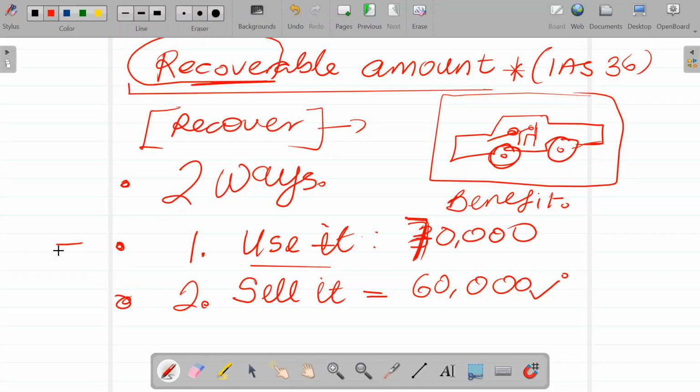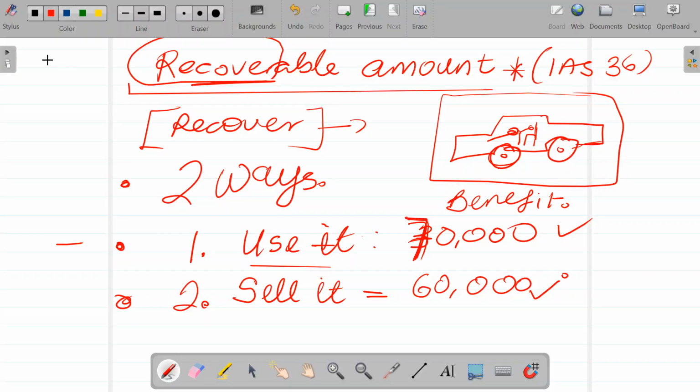Will we go for it? So clearly we'll choose to use it. Always we want the maximum benefit from the assets. So if the maximum benefit is from using it, then we'll use it. If the maximum benefit is selling it, then we will sell it.